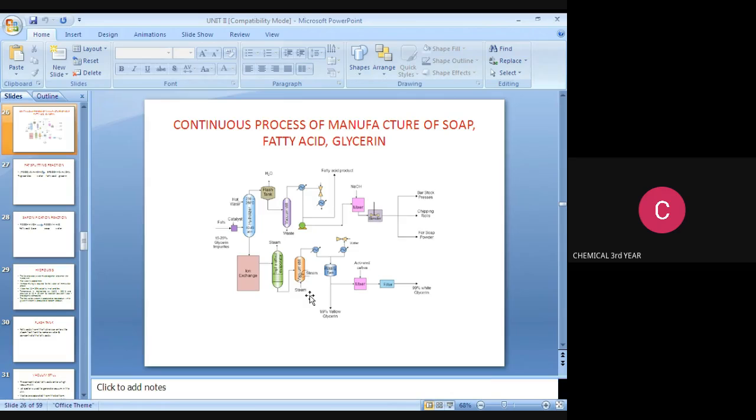And then it is passed to the holding tank. In this holding tank we are obtaining yellow glycerin. That yellow glycerin is converted into white glycerin by adding activated carbon in the next mixer, and then it is filtered and obtained as 99% white glycerin. In this flow sheet we are obtaining three products: fatty acid, soap powder, and glycerin.